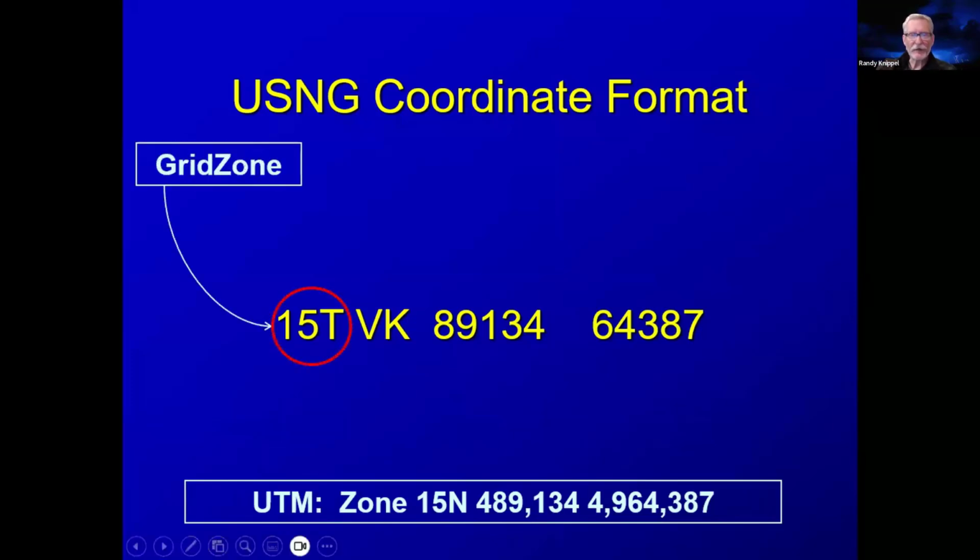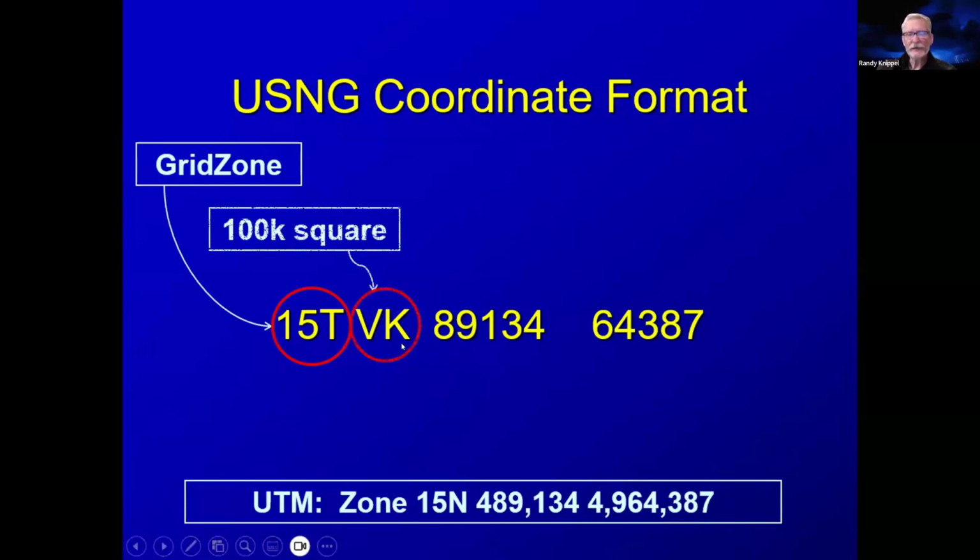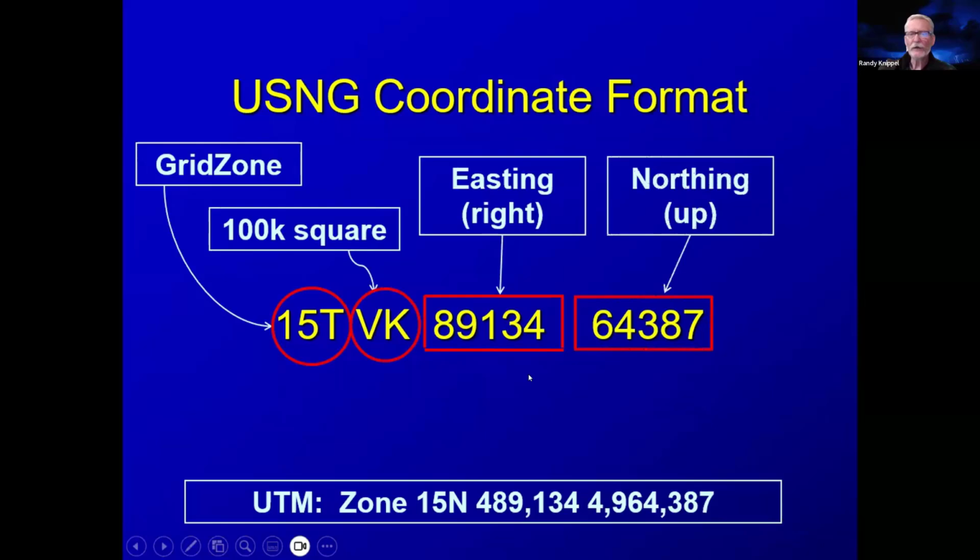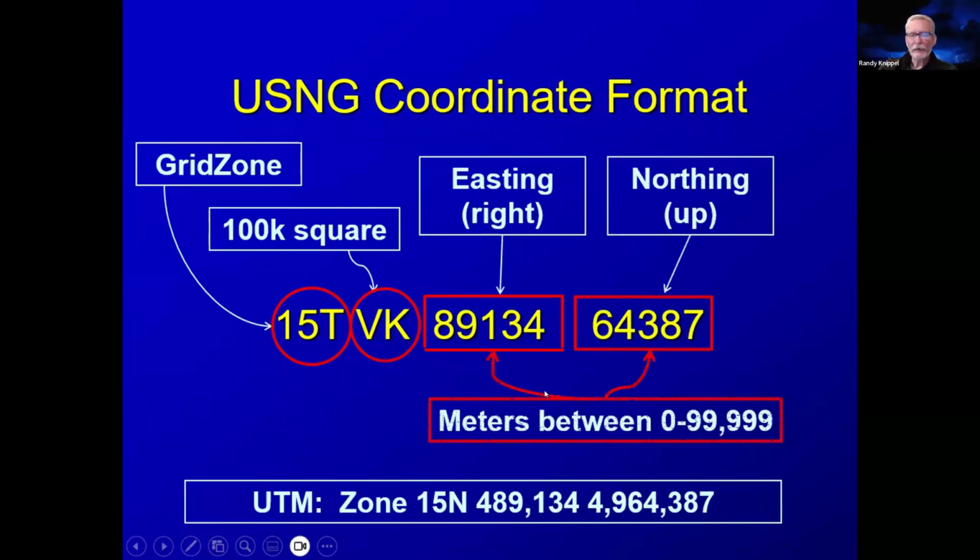The first part is called a grid zone, and that corresponds to UTM zone 15. The next part is the 100,000 meter square, and that's how we're dropping off the 400,000 and the 4,900,000 in the UTM coordinates. And now we're just looking at the numeric portion, which is the easting or an X, and a northing, which is Y or up. And those numeric portions will always be in meters, between 0 and 99,999.